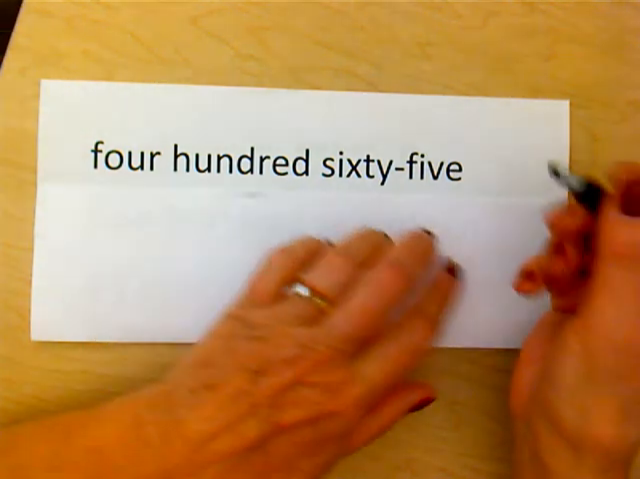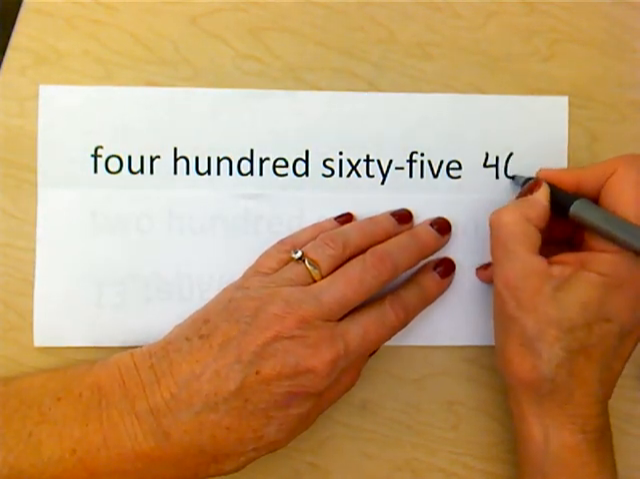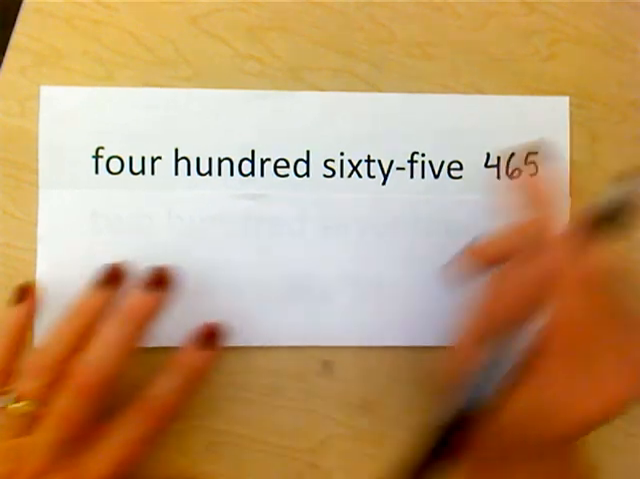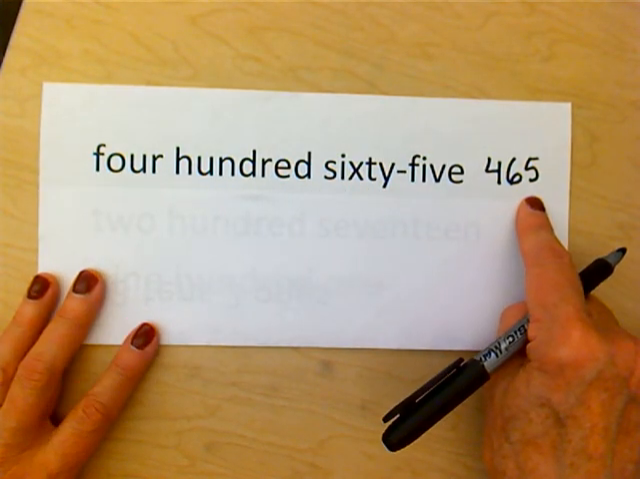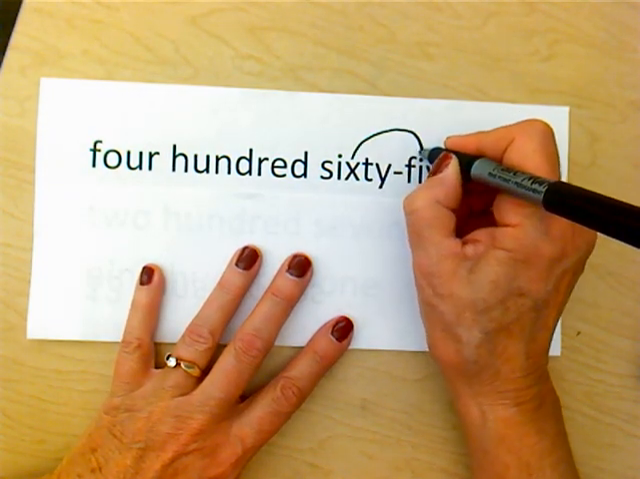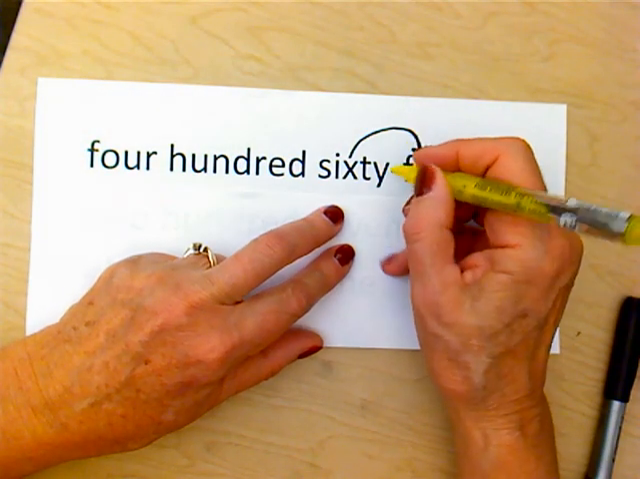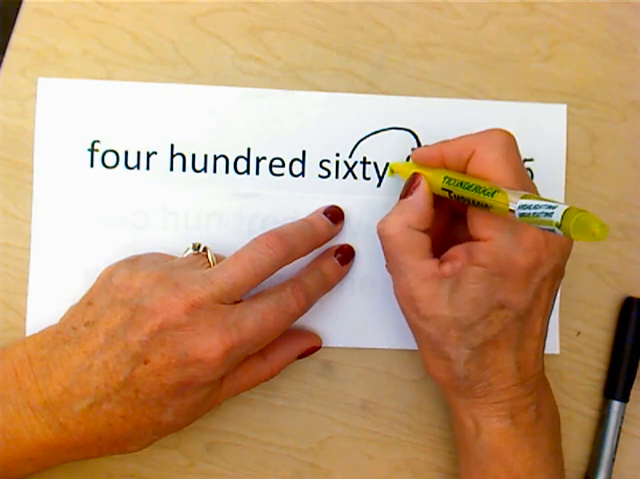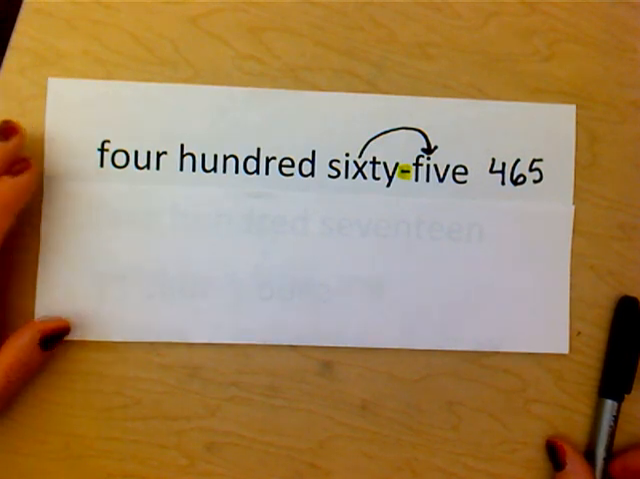Are you back? I hope you said that this was 465. We have 465 and 465. I want you to notice that when you're connecting tens and ones, you need to use a hyphen. A hyphen is a connector when we're writing number or word form. So anytime you have tens and ones, you're going to connect with a hyphen.